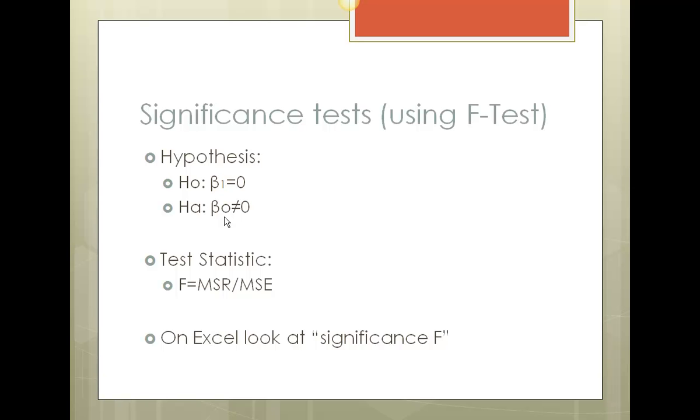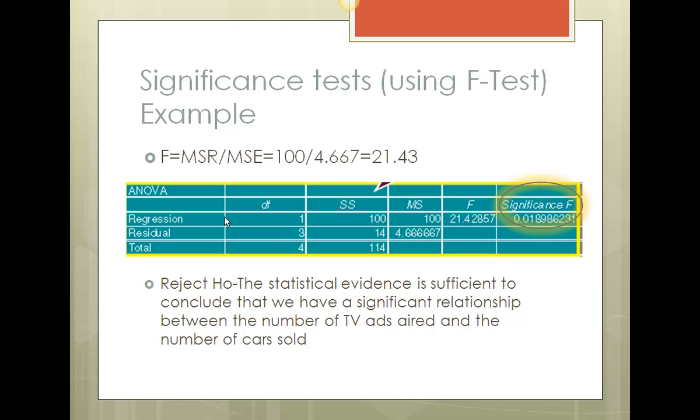So the test statistic is MSR divided by MSE. Again, all that information is found in the regression output, but you don't have to do that calculation yourself. Instead, you would just look on Excel at significance of F. So I'll show you that here. Significance of F is 0.0189. It's basically your p-value of your F statistic.